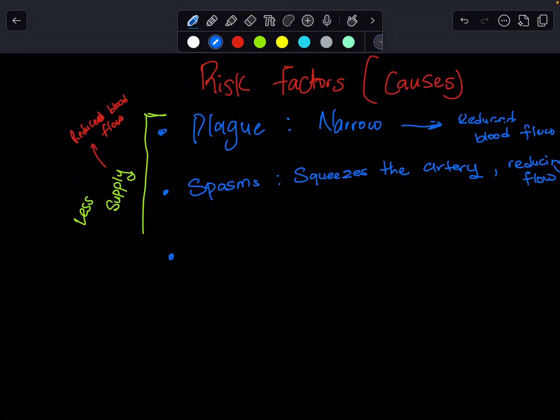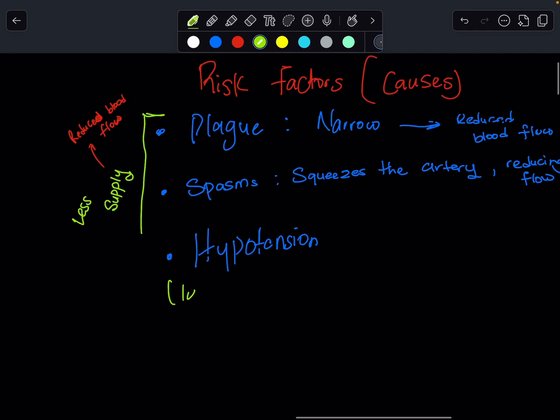And so we went over the plaque, we went over the spasm, and we know that we're talking about the less supply of blood to the heart. And now we're going to talk about low blood pressure or hypotension. Let's say hypotension because it's the most clinical or medical term. Hypotension. What's hypotension, guys? It's just low blood pressure.